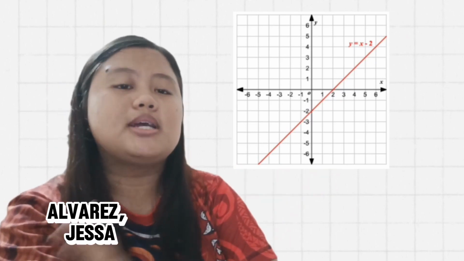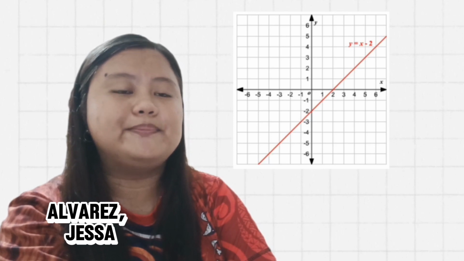Consider a point that is not on the line, let's say 0, 0, and substitute it in the inequality. The statement is false, so the solution does not contain the point 0, 0. So shade the lower half of the line.